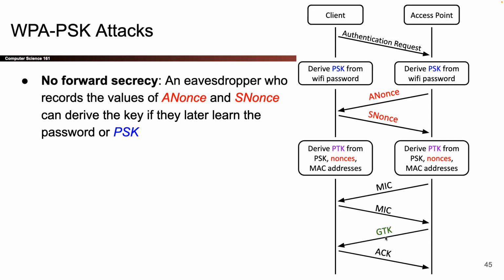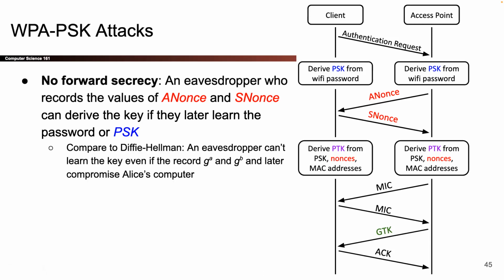So they have these sitting here and they're just like, oh, if only there was a way to get the password, then I can decrypt all these messages. And so forward secrecy is the property that even if the attacker learns something in the future, they cannot take all this stuff that they've written down and decrypt messages. Unfortunately, WPA does not have this property because if an attacker writes down all this stuff and then later in time they learn the PSK, well, what can they do?